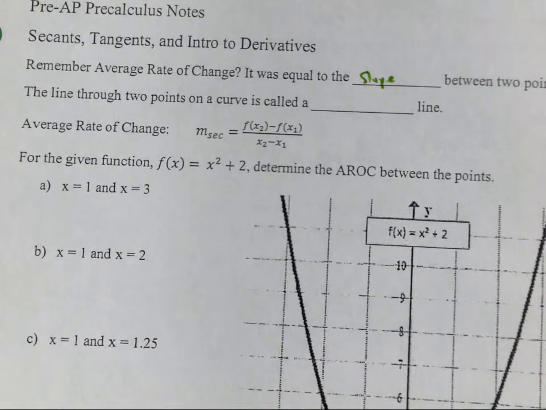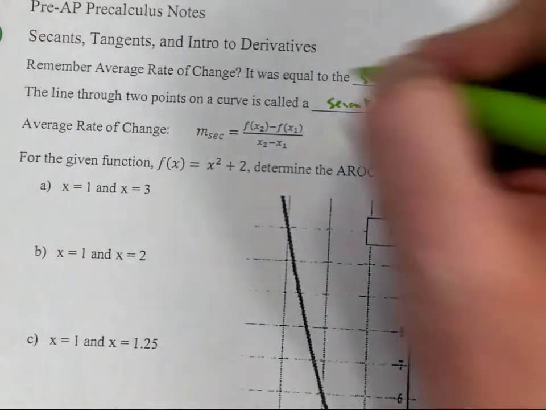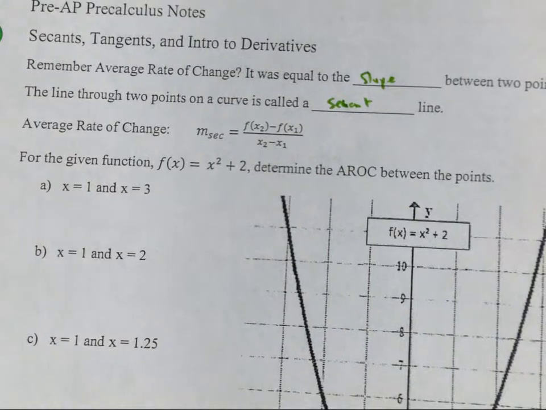The line through 2 points on a curve is called a secant line. If it touches it twice, it's called a secant line. And remember, the average rate of change is very similar to slope. You have x sub 2 minus x sub 1 on the bottom. On top of slope, you have y sub 2 minus y sub 1 in the numerator. Well, isn't f of x sub 2 and f of x sub 1 meaning y?